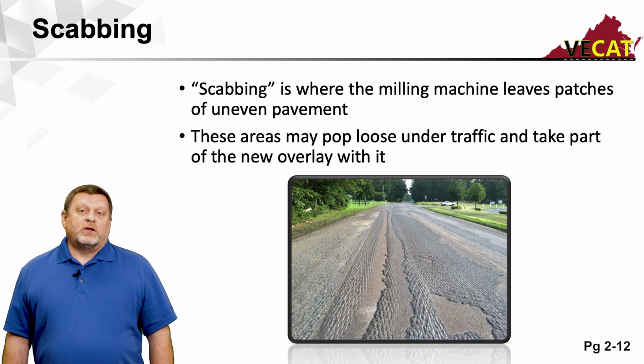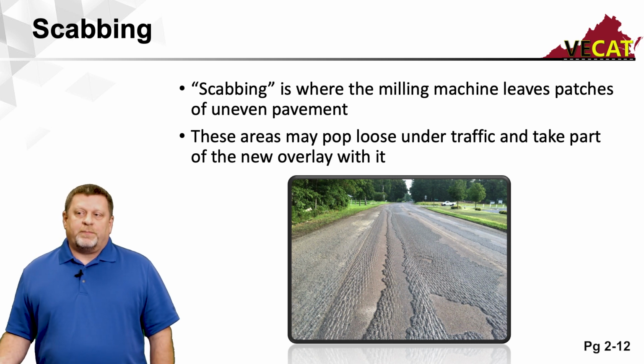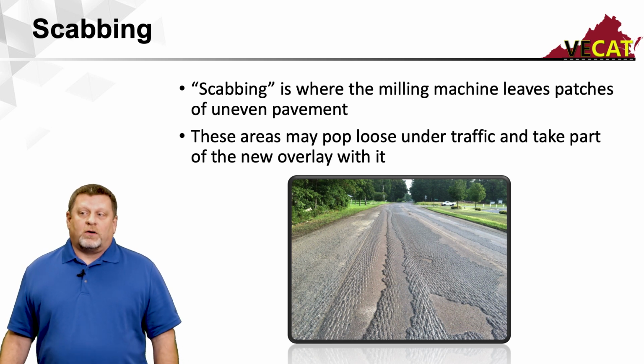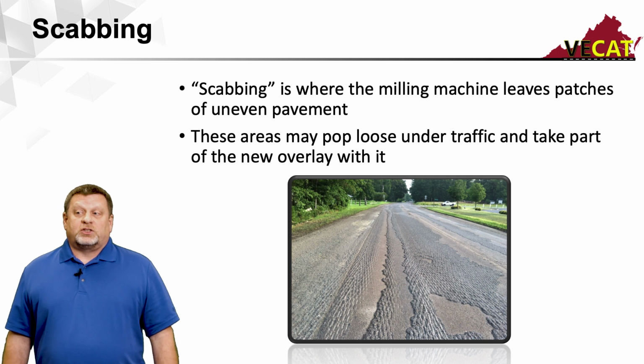Scabbing. What do you do if you get scabbing? What is scabbing? Scabbing is where, when you've done your milling operation and you look back, and here's a perfect example in this picture, you see patches where it's not the same uniformity all the way across. You see a milled texture on a lot of this roadway, but you see other areas that are very smooth. Basically, that's where you can tell there's an overlay that has been placed on this pavement before.